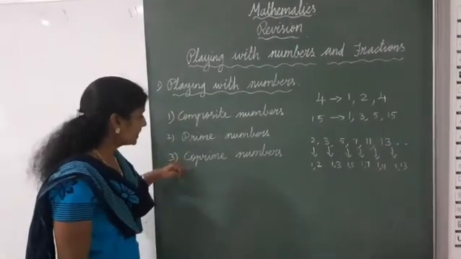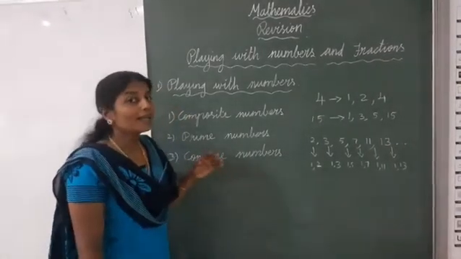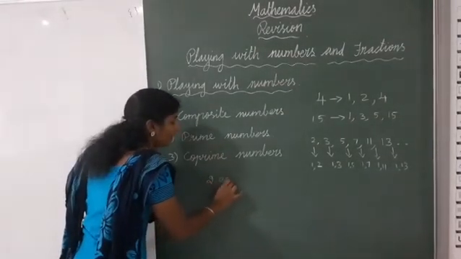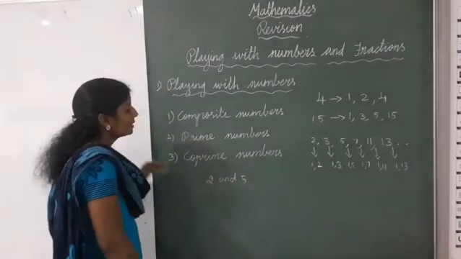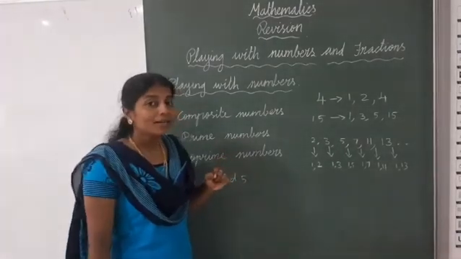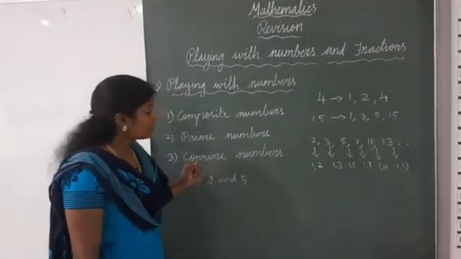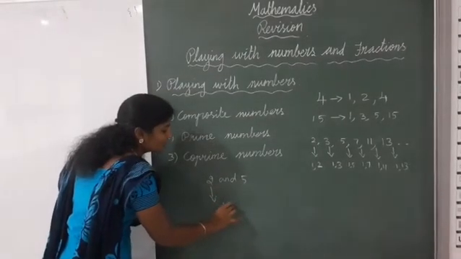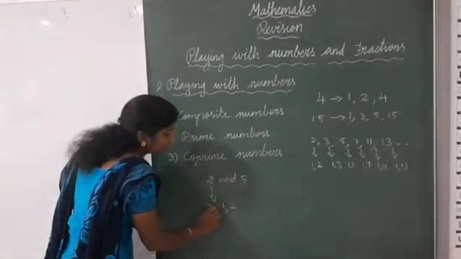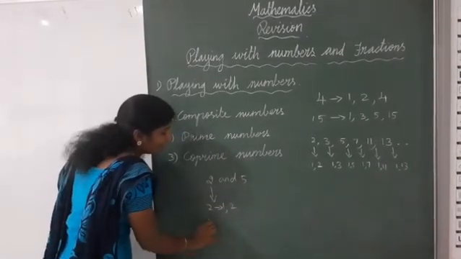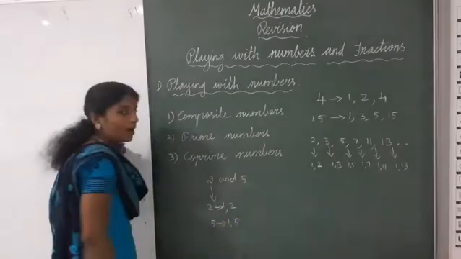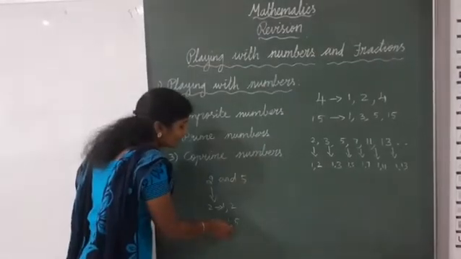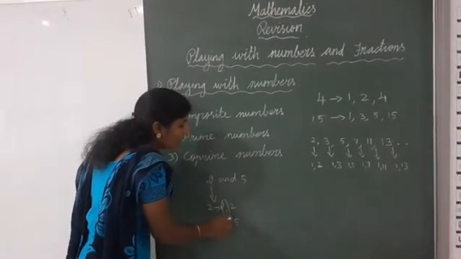Then, third one, co-prime numbers. What are co-prime numbers? If you take any 2 numbers, that is 2 and 5, can you say 2 and 5 are co-prime numbers? Co-prime means we take 2 numbers and write their factors. Factors of 2 are 1 and 2. Factors of 5 are 1 and 5. Now, what are the common factors? Only 1 as a common factor.